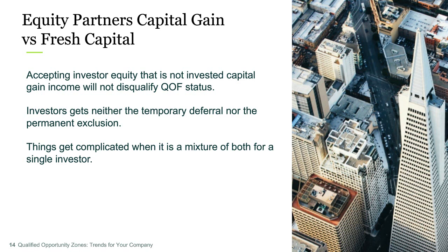If they ever dispose of their interest, you can also do that. But basically, the investor will get some of the tax advantages for the capital gain income, and they will not get it for the fresh capital. So those are just some commonly encountered issues we're seeing on the structuring side for the early people that are getting into the Qualified Opportunity Fund deal flow.